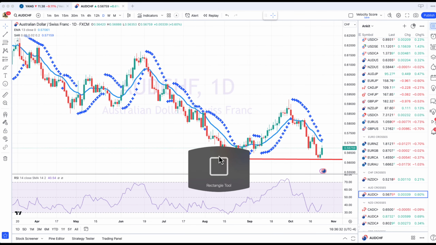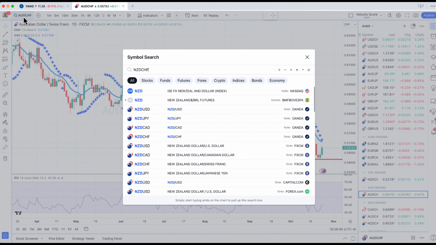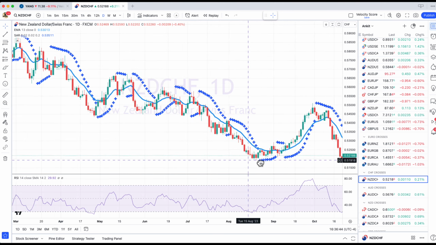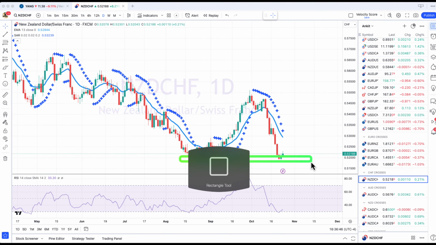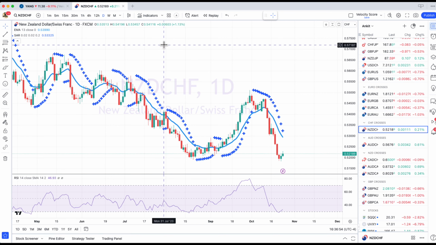But take a look at the daily chart. This is where it looks interesting. It almost got back to the previous support, and that's really where it's bouncing from. Now let's take a look at the Kiwi Swiss franc. As you can see, Kiwi Swiss franc is right at the support area right here. So at this point, the risk to reward ratio looks more favorable for some of these pairs. It's a matter of being in the right currency pair at the right time.